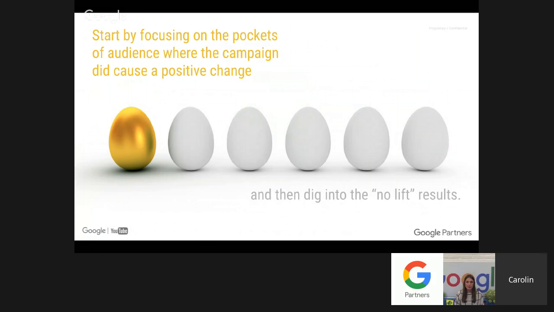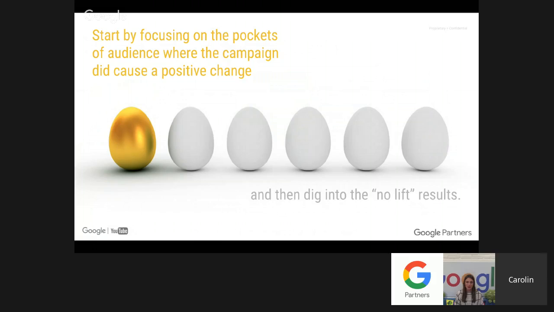What you can do is run one TrueView campaign for various creatives and see which one is your golden egg in this case. So which creative generated at the end of the day a higher uplift in the audience segments that you were looking to generate uplift in.